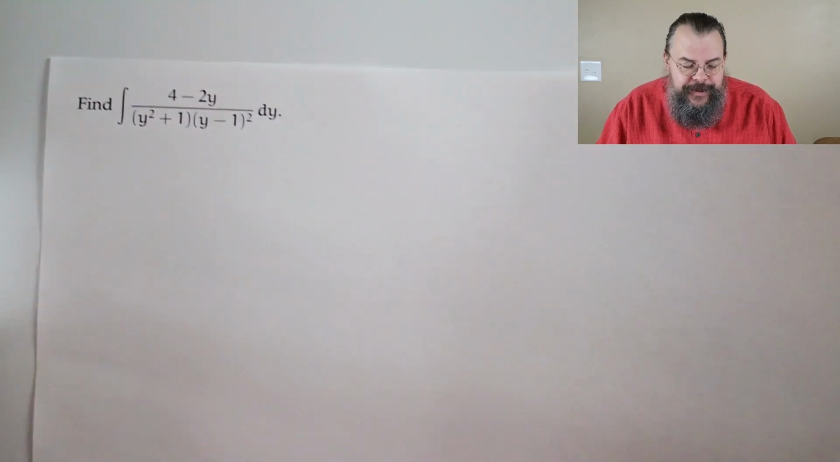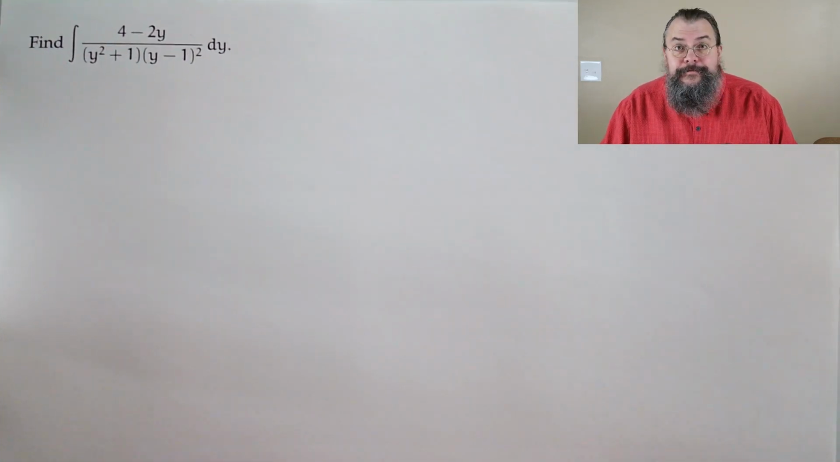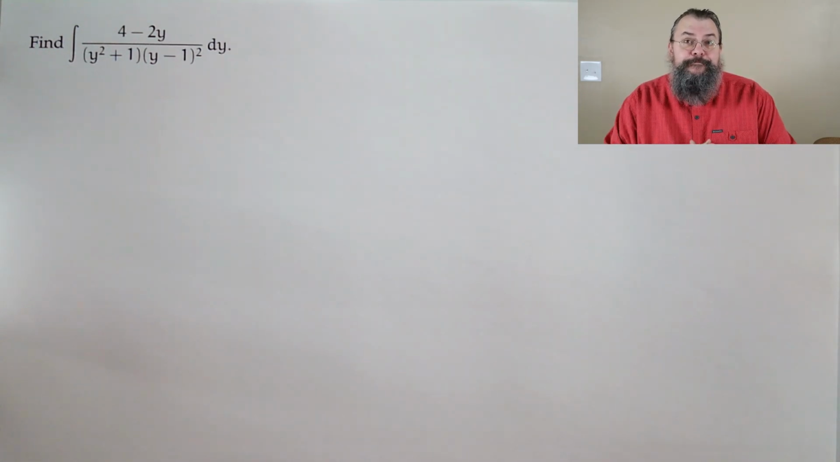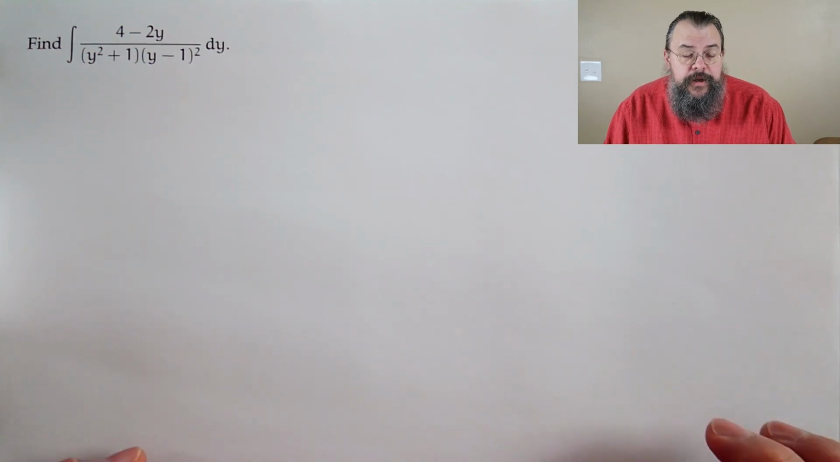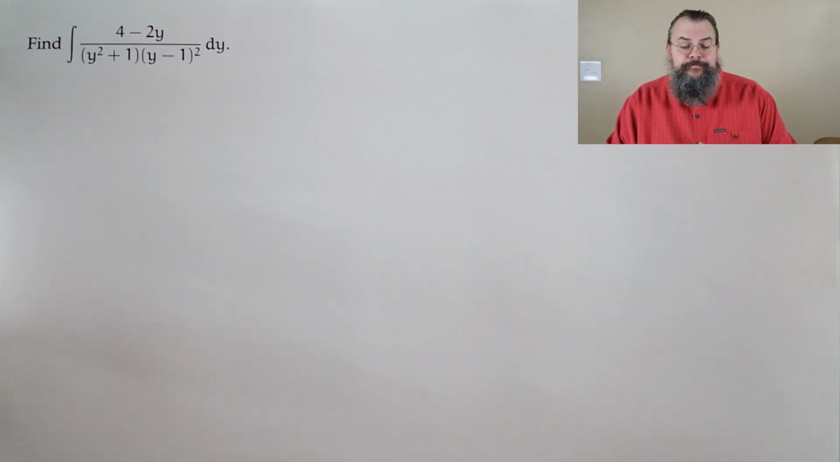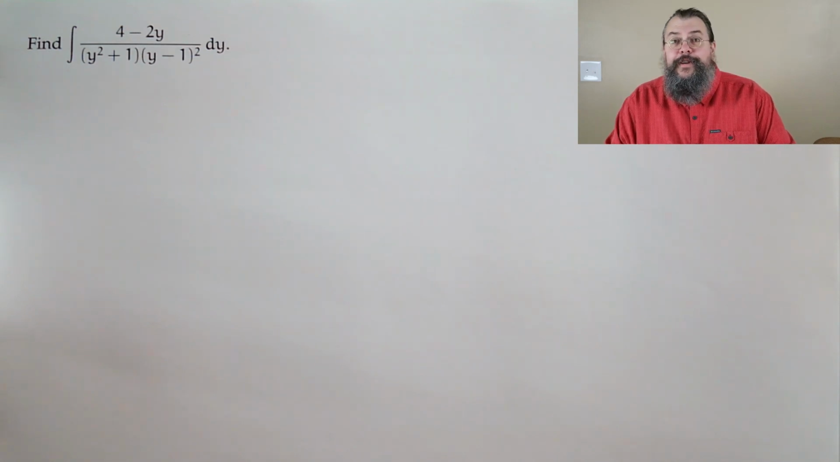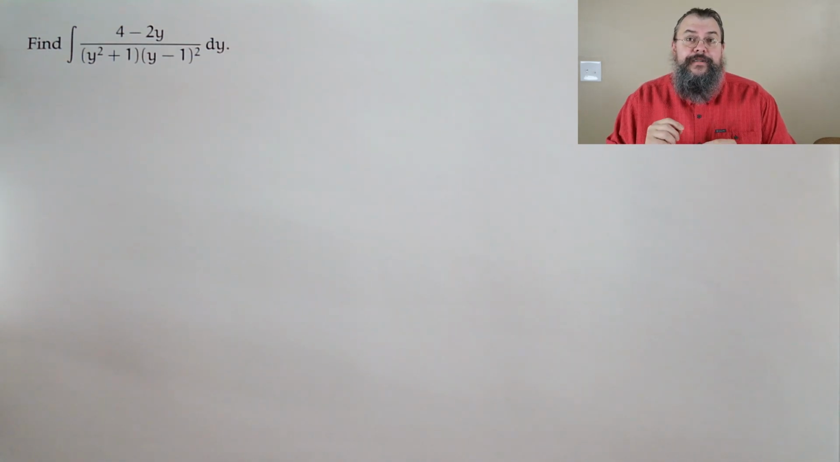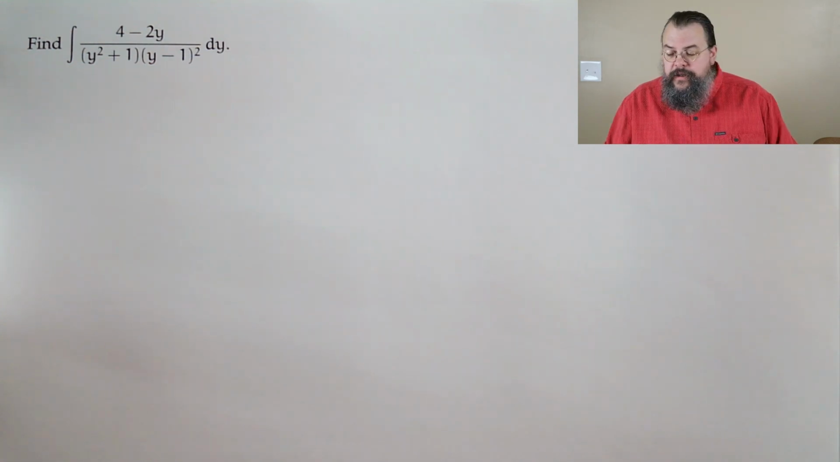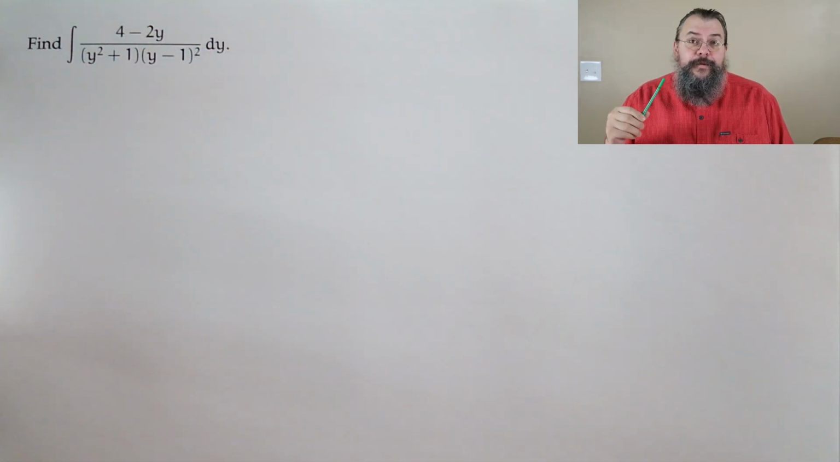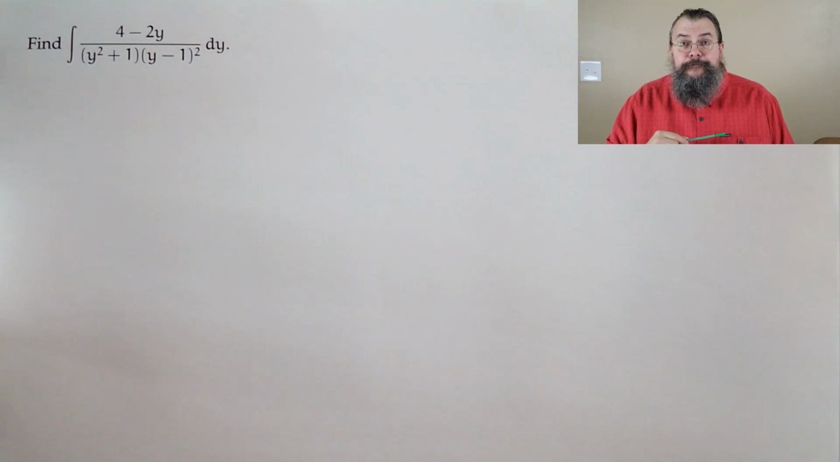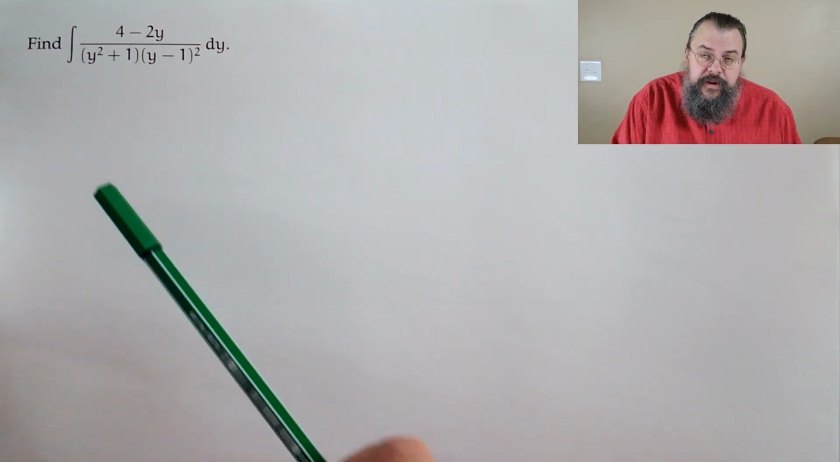Okay, good. Now, I think this is going to be an interesting one because there's a lot going on here. So let's look at it. Find the integral of 4 minus 2y over y squared plus 1, times y minus 1 squared. All right, now, it's interesting for two things. First off, if you look in our denominator, you see there's a y minus 1 squared, which means we have a repeated term. We haven't had that yet. You'll also see there's a y squared plus 1.